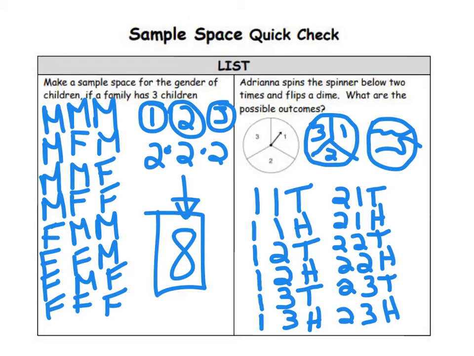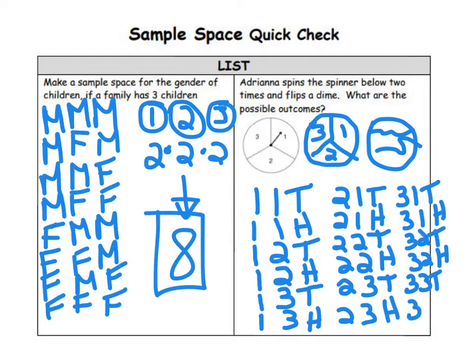So then the last one, same thing. You now have 3, 1 tails, 3, 1 heads, 3, 2 tails, 3, 2 heads, 3, 3 tails, and then 3, 3 heads. 16. So, is it 16?